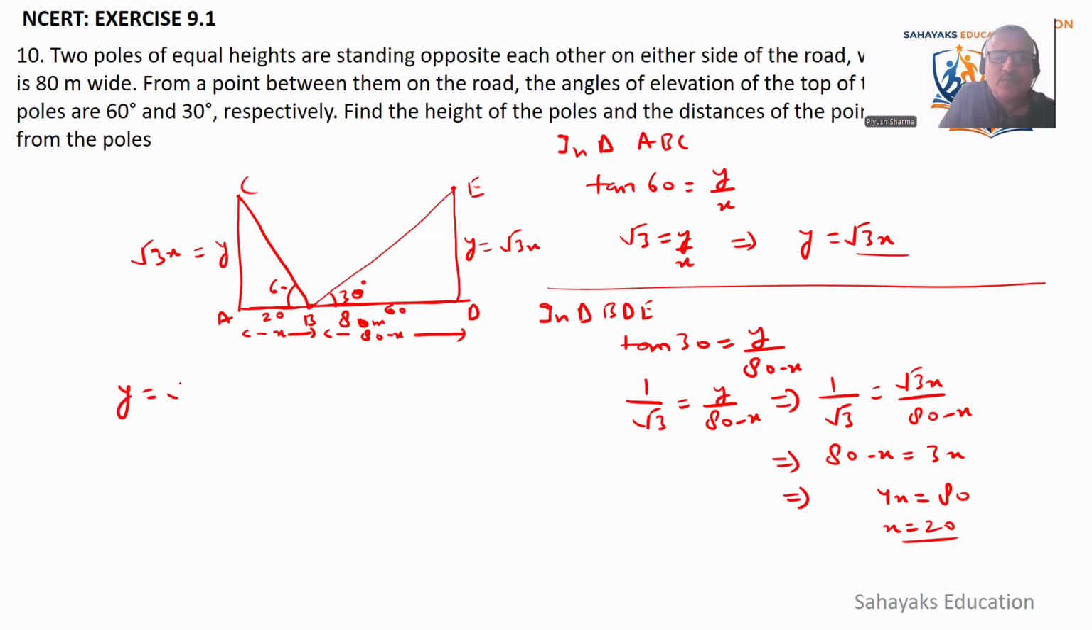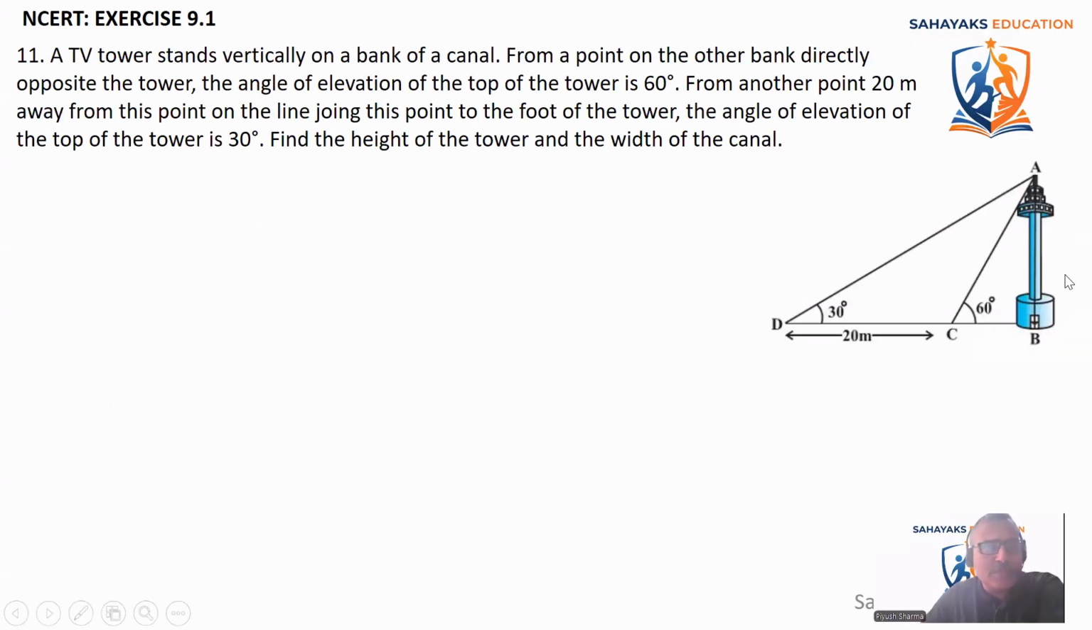So y is equal to root 3x. That is equal to 1.732 multiplied by 20. So 1.732 multiplied by 20 is 34.64. So the height of the pole is 34.64 meters. So coming to the next question, it says a TV tower stands vertically on the bank of a canal.